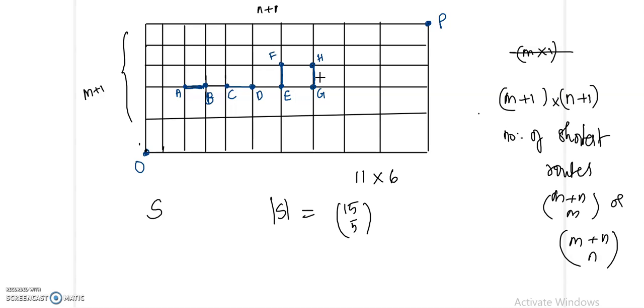Now the second one: each shortest route must pass through exactly 2 of the 4 segments. That is, it must satisfy exactly two properties. So in part 2, we need to find actually E of 2. E of 0 and E of 2 are what we need to find. So let us find the values.